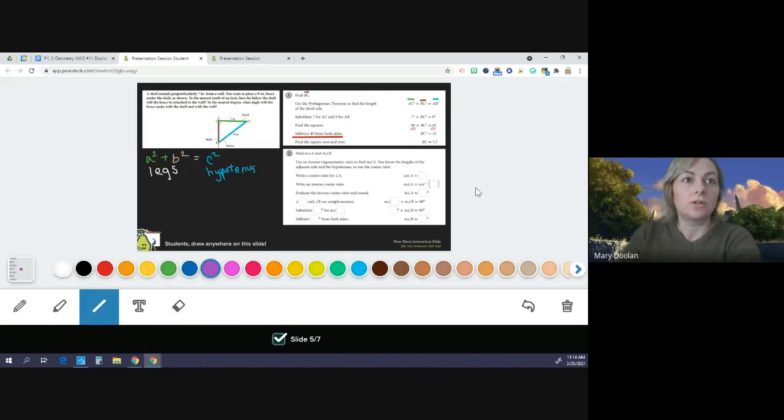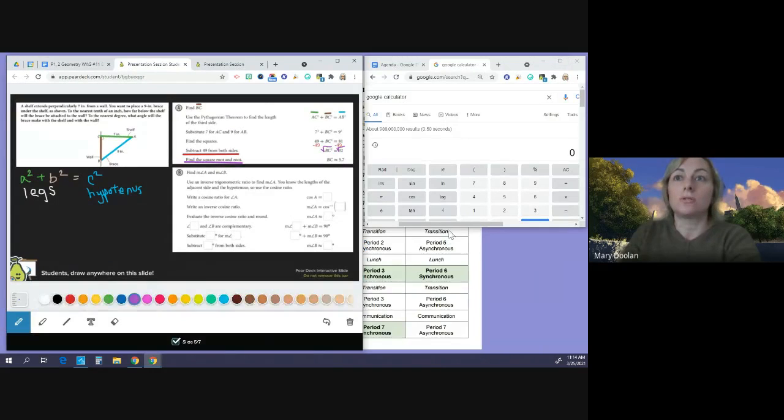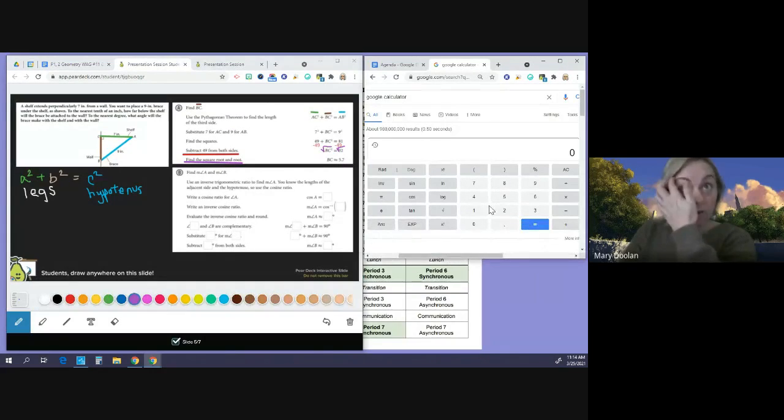So you have to use square roots to undo the squaring. That's what we're going to do: find the square root. Basically, you just take the square root of both sides. So the square root of BC squared is BC, and then the square root of 32. Just to show you, I'll show you on the Google calculator. If I take the square root of 32, I'm going to type the square root symbol first, and then 32, and then equals.